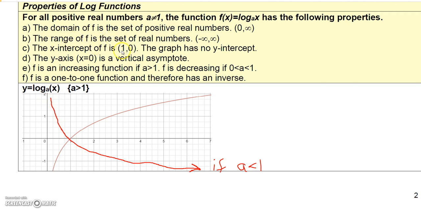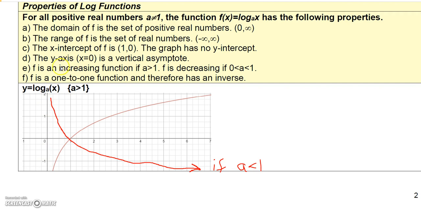The x-intercept, you'll notice both of these graphs cross the x-axis at the point (1, 0), and neither one of them would cross the y-axis, so there's no y-intercept. The y-axis is actually a vertical asymptote, so the y-axis serves as a vertical asymptote for this graph.